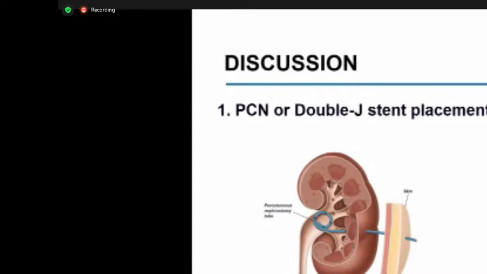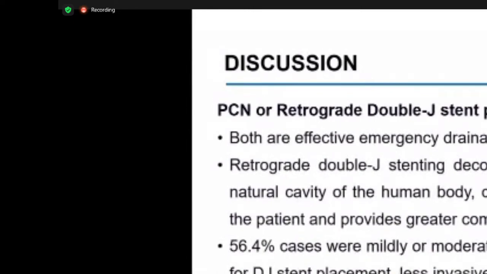Firstly, we know that these methods are equally effective drainage methods in emergency settings. However, retrograde double J stenting decompresses through the natural cavity of the human body, causes less damage to the patient, less risk of bleeding or other organ injury, and provides greater comfort for patients than PCN, especially when there is mild to moderate obstruction in the urinary tract. In the study, 56.4% of cases were mildly or moderately obstructed. These cases are often chosen for double J stent placement.